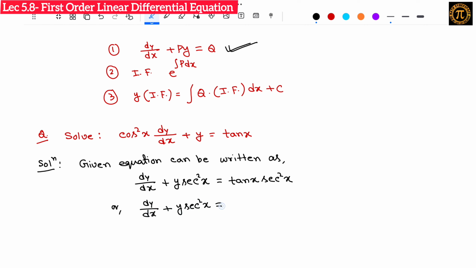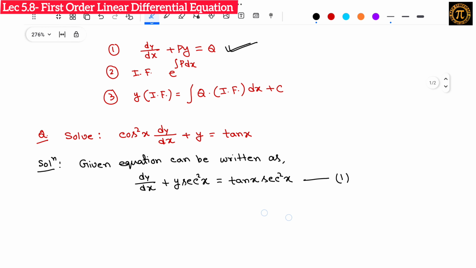So dy/dx plus y sec square x equals, what is tan x into sec square x? Tan x means sin x by cos x, and sec square x means 1 by cos square x. Okay, let's take it as tan x into sec square x. No need to simplify this part, just tan x into sec square x. Let's say this is equation number 1.